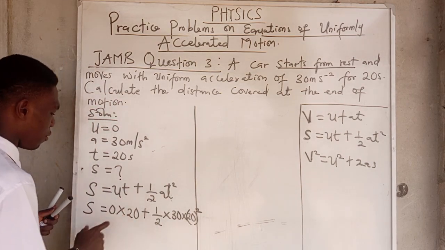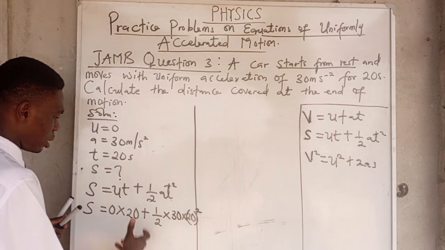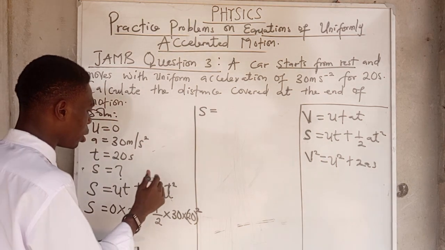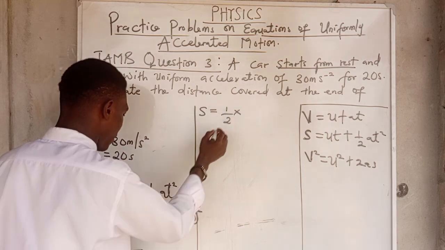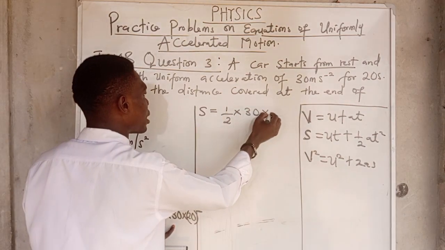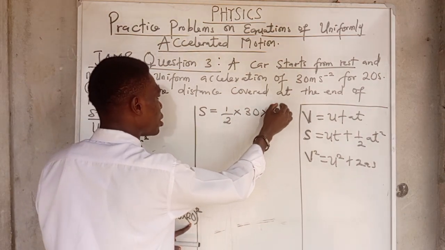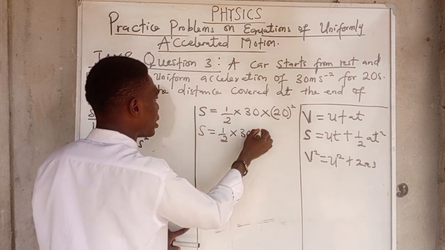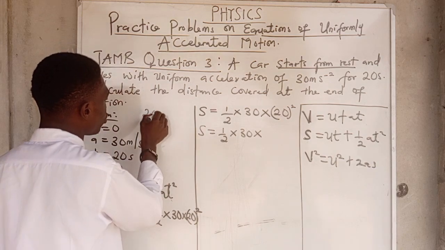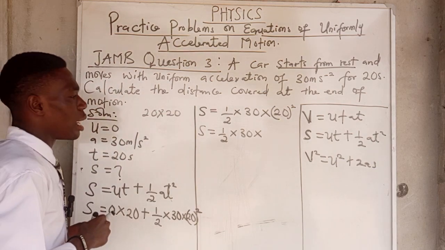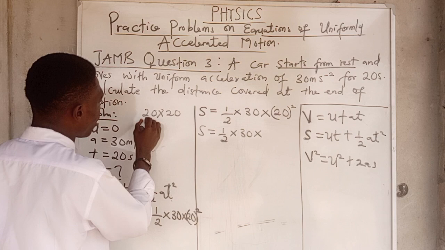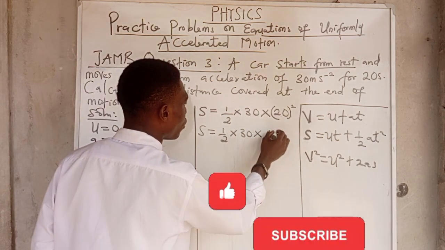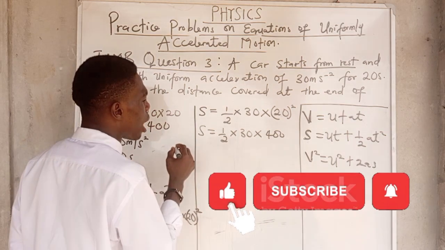Are we together? So let's simplify. 0 times 20 is 0, because 0 multiplied by anything is 0. So we have S to be equal to, this is gone. We have half times 30 times, let me write this again, 20 squared. All right, so we have S is equal to half times 30 times, what's 20 squared? 20 squared means 20 times 20. Are we following now? 20 times 20. So keep the 2 zeros. You have 2 times 2 is what? 4. Add the 2 zeros, you have 400. So 20 squared is what? 400.